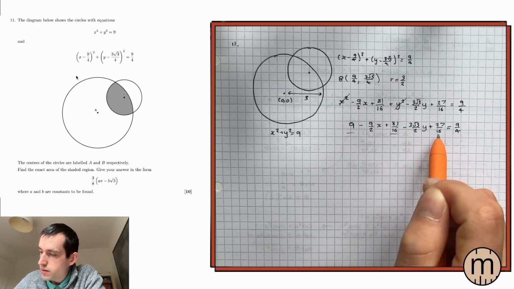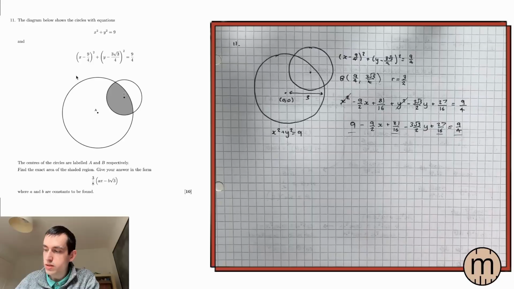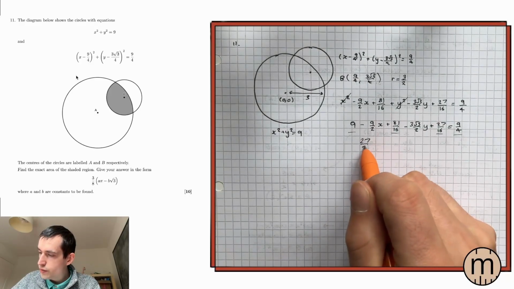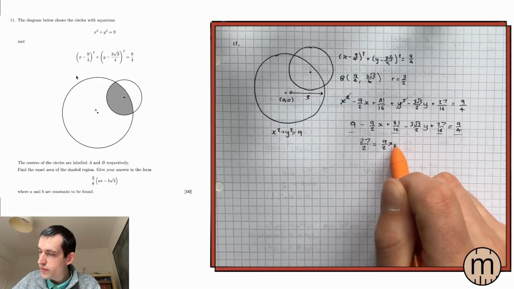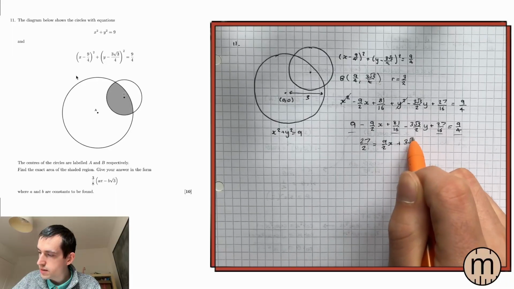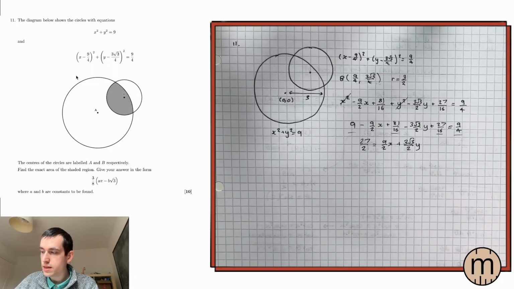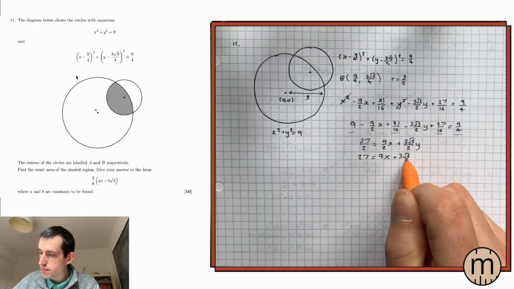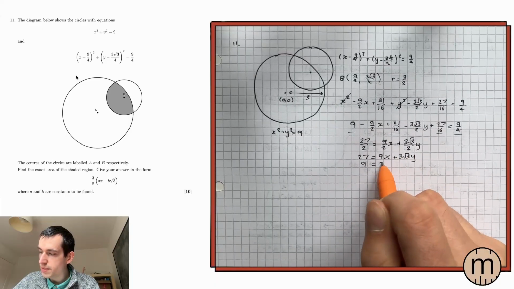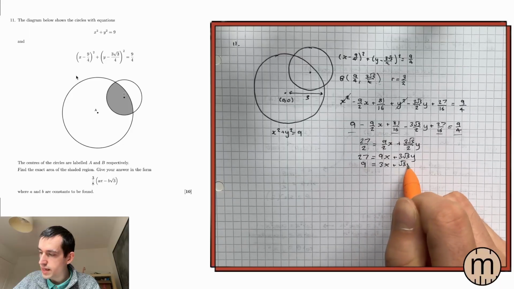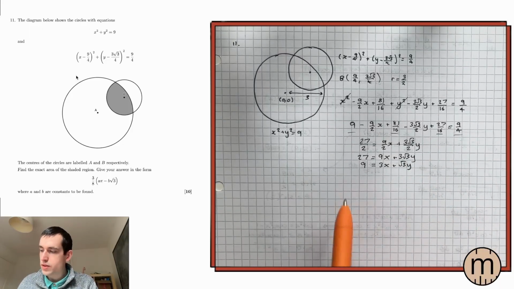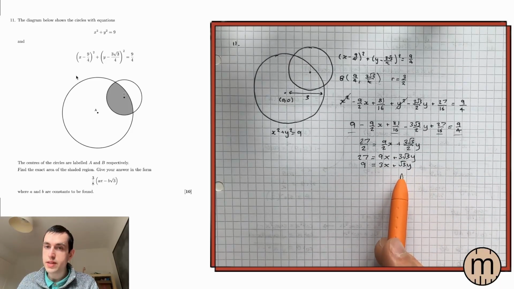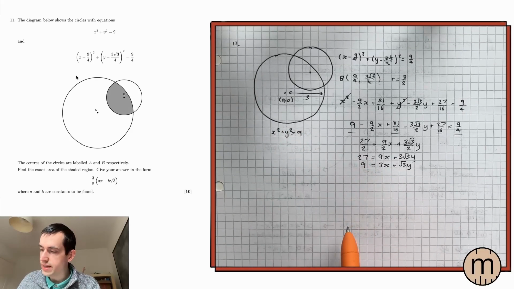These terms we can simplify somewhat, and we're going to get 27/2. And then if I move the x and the y terms to the other side, it will look like this. Times everything by 2, might as well. Makes it look a bit neater, and then also divide everything by 3. Again, it looks a bit neater now. So that expression is very much more simplified, and we've also got this.